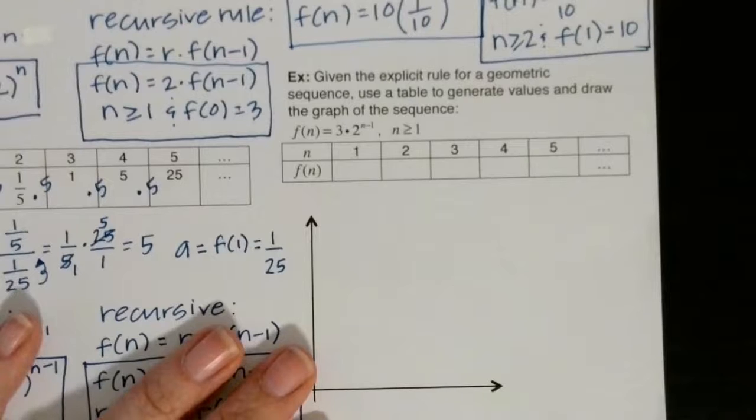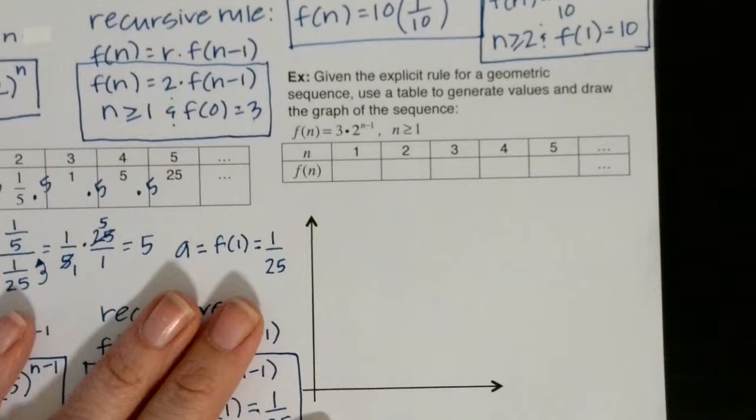Okay, last example besides the one on the back says, given the explicit rule for a geometric sequence, use a table to generate values and draw the graph of the sequence.